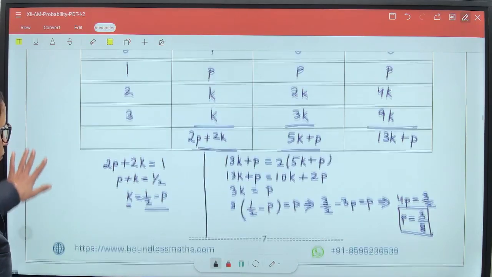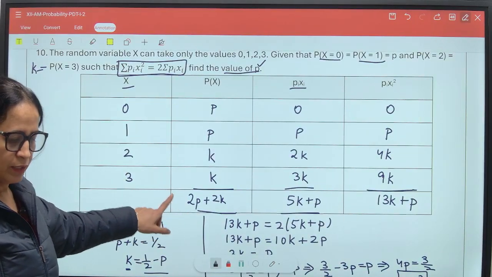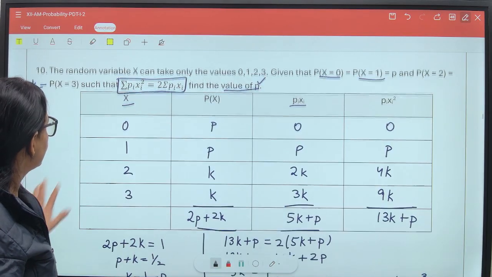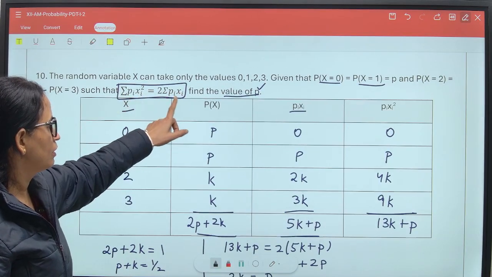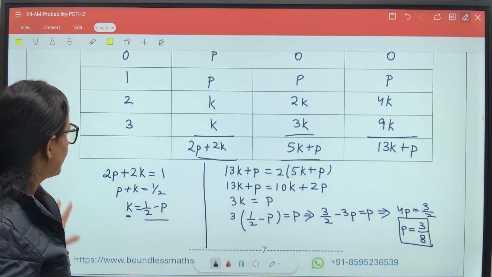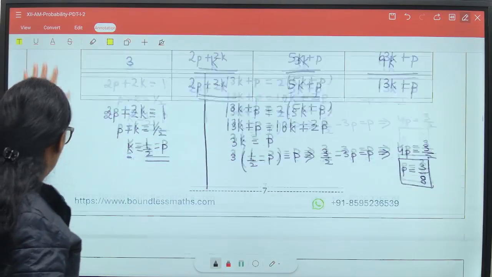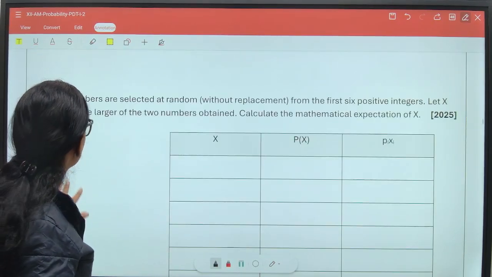Understood? So always remember the sum of all the probabilities is 1. You get one equation from here and the second from the condition that is given to you in the question. Just keep on writing the columns, adding the values of the columns, and then you get the value of p. Okay, so let's move to the last question.